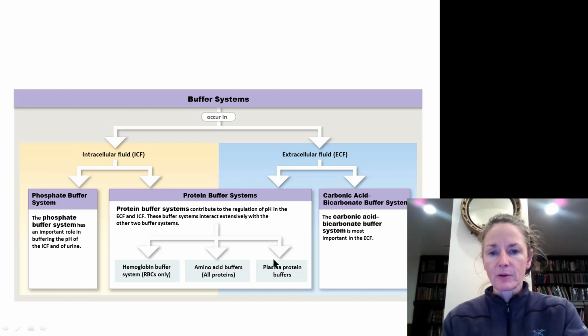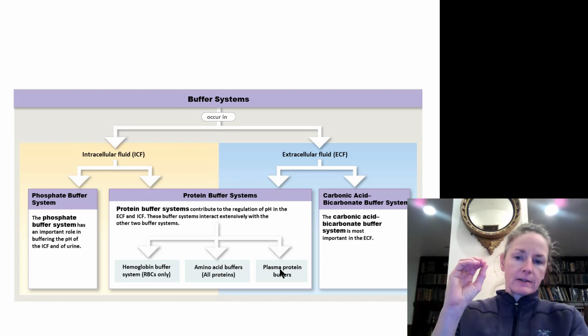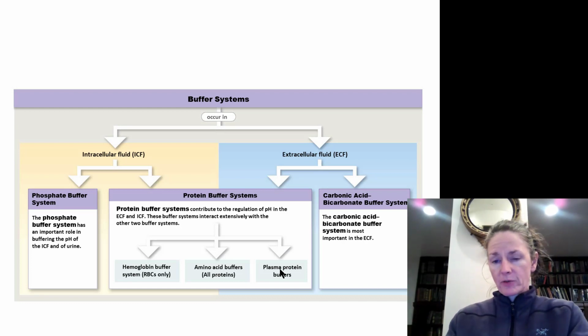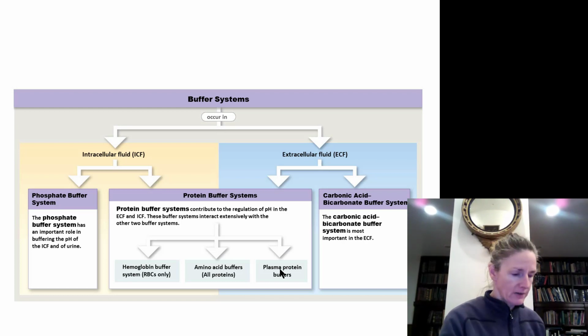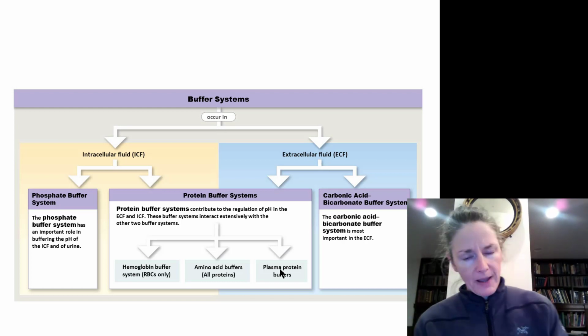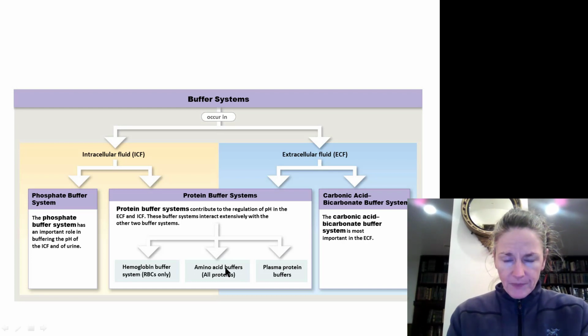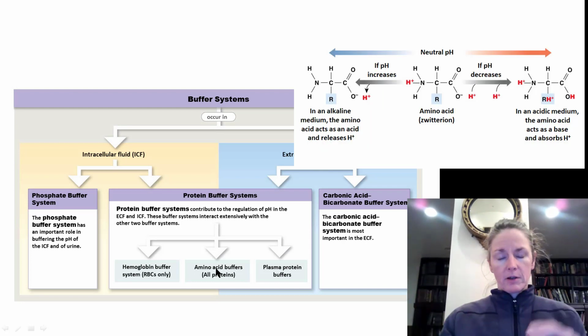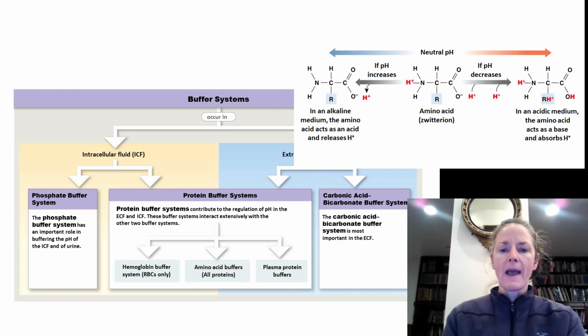Then we've got our plasma proteins. That's going to be our albumins and plasma proteins and such. And they, like all proteins, are going to have a carboxyl end, a carboxyl terminus, which can act as a carboxylic acid and donate a hydrogen ion. And they're going to have an amino end, which can act as a base and sometimes pick up a hydrogen ion. And amino acids themselves also have a carboxyl end and an amino end. So these are what we call amphoteric.